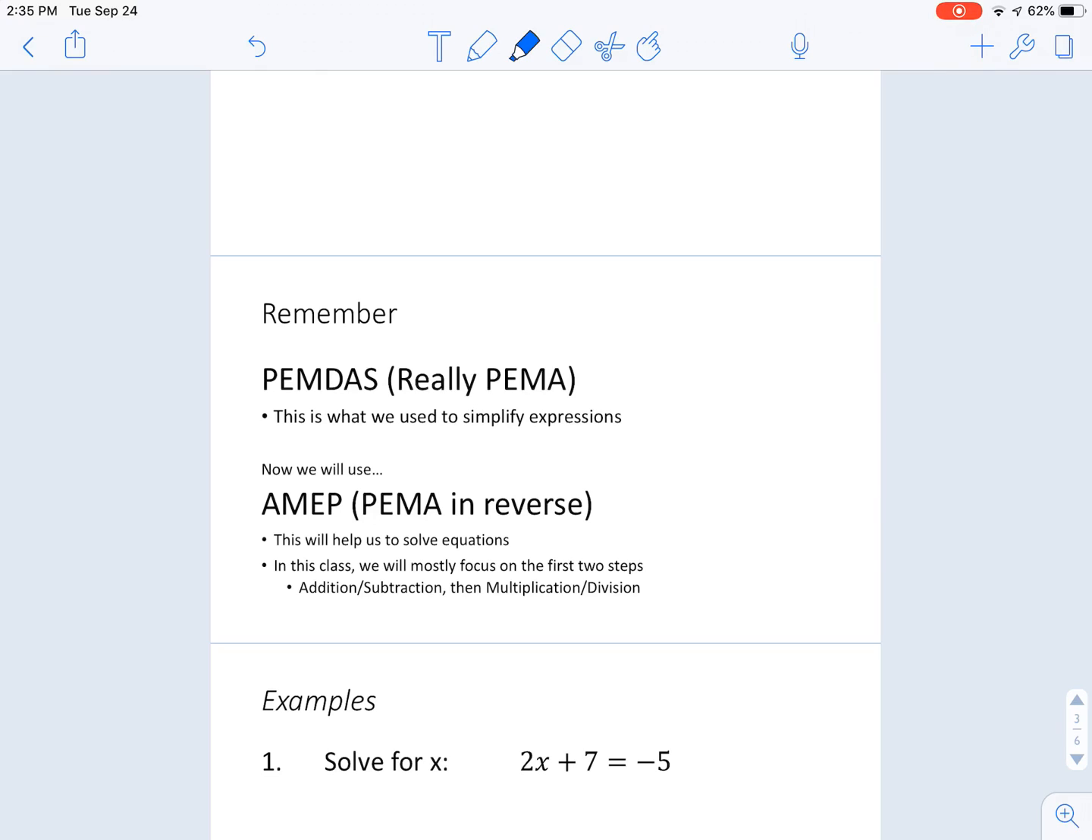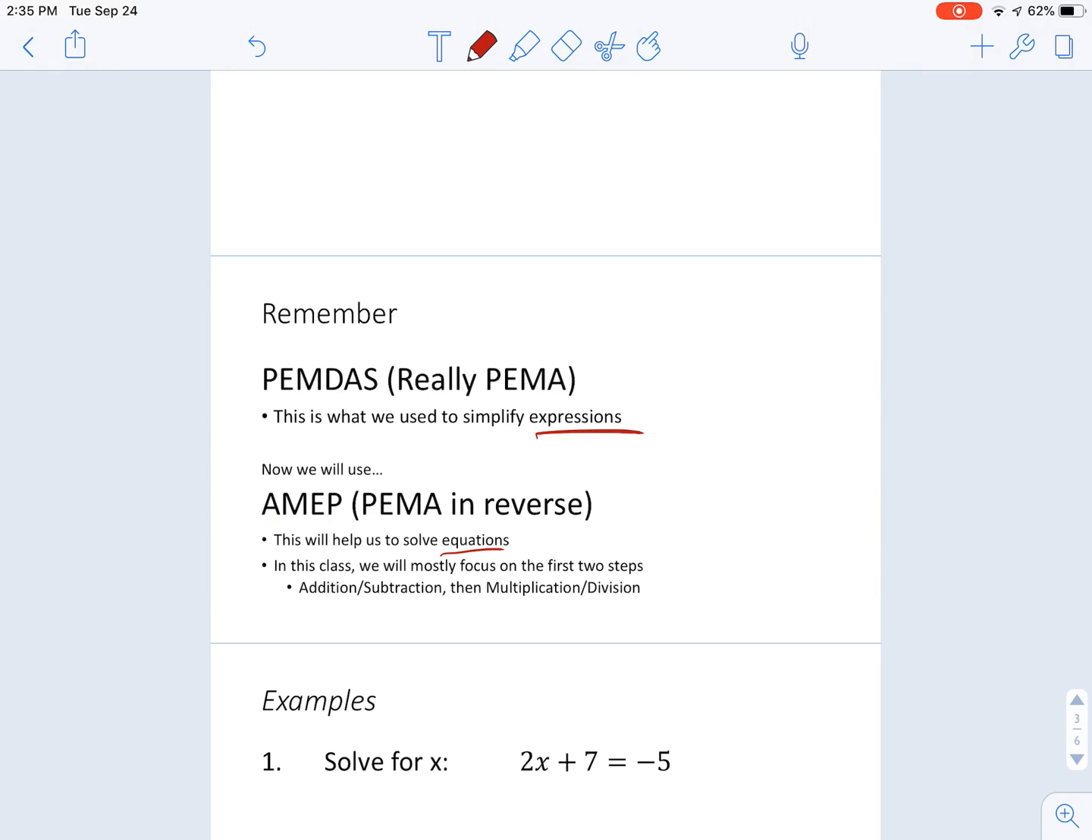First thing we want to do is remember our order of operations, which is PEMDAS. You know, I like to call that PEMA. We're actually going reverse order of operations to solve. So this was for expressions, and what we're doing now for equations is we're going backwards. I like to call this PEMA, I like to call this AMAP. It's the reverse of PEMA.